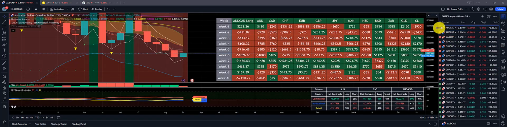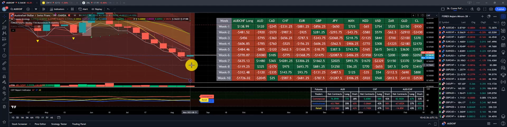So what we have for next week: we got Aussie dollar Canadian dollar on a wick trade. Go ahead and put the stop here. Go for a short with a low risk entry with nice risk to reward, all the way to the Z3. Same with Aussie dollar Swiss franc.